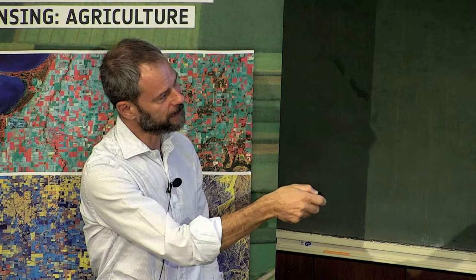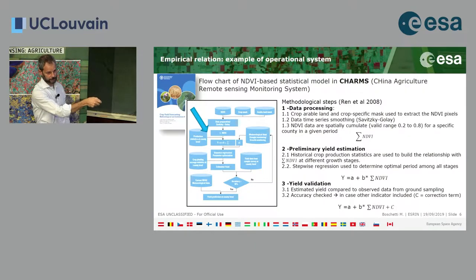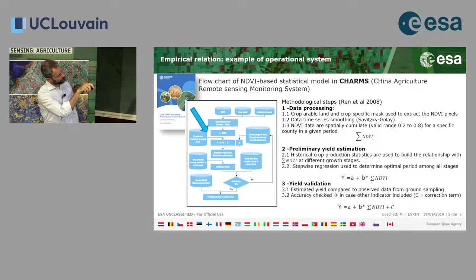To do what? To make a stepwise regression, I mean, a regression analysis between the cumulated parameter, in this case the VI, and the Y, that is the yield from those statistics. And then you can predict the yield. The China system, what does it do? It does a refinement. So this is the first prediction. And then it checks with the observed ground sampling. And then if the accuracy of the checked one is okay, they use those models already set up to predict the seasonal yield. Otherwise, they introduce other factors, also from remote sensing or from meteorological data. So they refine with a new calibration regression analysis to perform a new yield investigation.